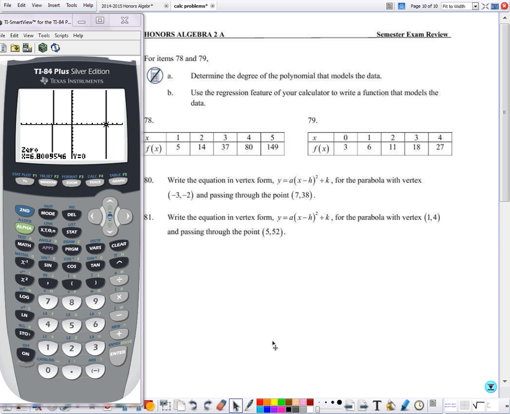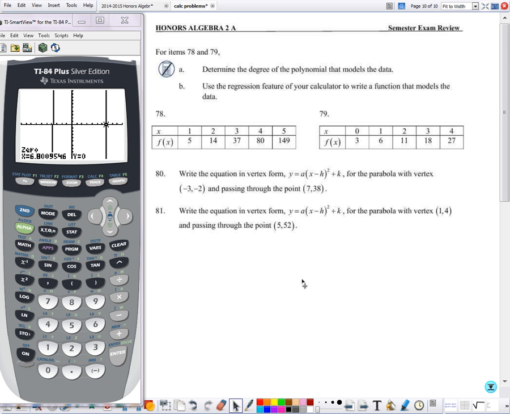Okay, so now for these last few problems, for 78 and 79, determine the degree. We don't need a calculator for that because they're saying we can do the finite differences and subtract. So if we subtract 14 by 5, we get 9. Subtract here, we're going to get 23.